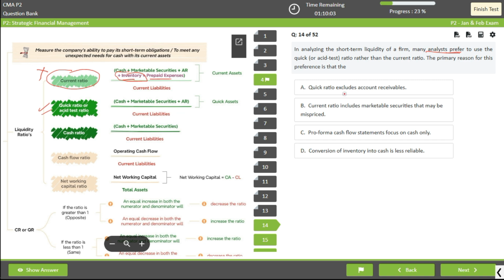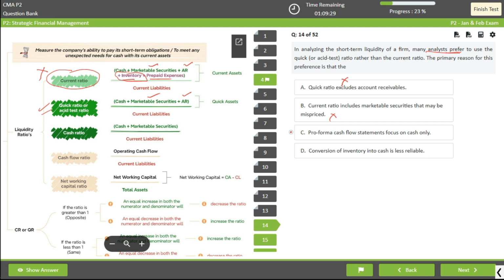The option that quick ratio excludes accounts receivable is totally incorrect, because accounts receivable is included in the quick ratio or acid test ratio, and is also included in the current ratio. Current ratio includes marketable securities, and quick ratio also includes marketable securities, so that is an incorrect option. If it is mispriced in the quick ratio, it will be mispriced in the current ratio as well, so both ratios can be mispriced.